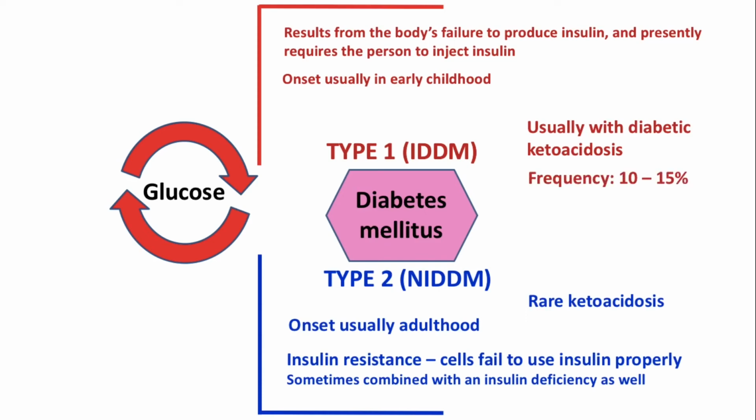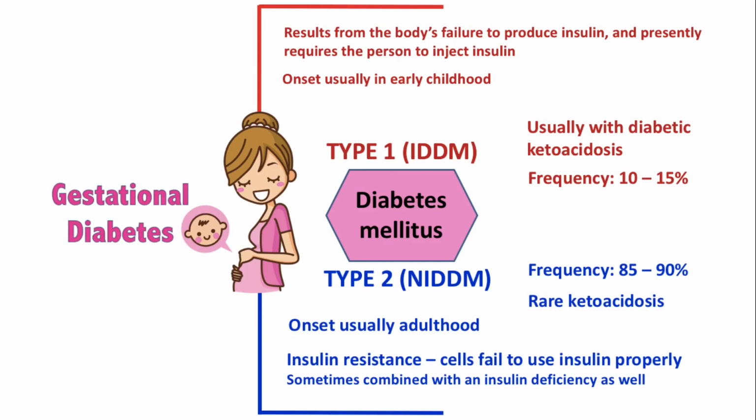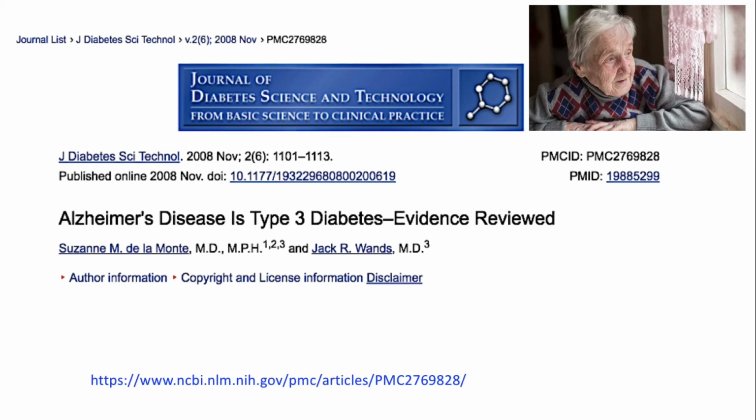Next one, the frequency of type 1 DM is only 10 to 15%, because again, type 2 DM is more common, with a frequency of 85 to 90%. Another type of diabetes occurs during pregnancy. We call it gestational diabetes. The pregnant women who have never had diabetes before develop a high blood glucose level during pregnancy. So that is gestational diabetes. Another one, recently, a study was published showing a new type of diabetes which is associated with Alzheimer's disease.